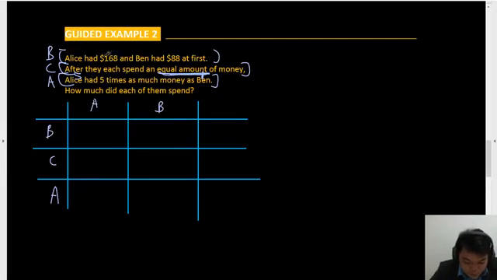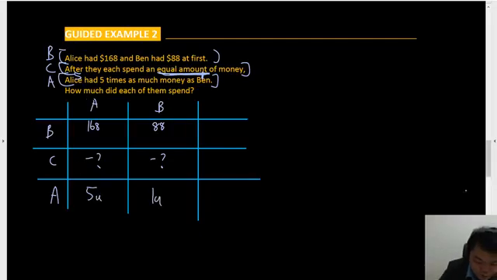So, Alice had 168. Plug that in first. Ben had $88 at first. Plug that in also. Both of them spent an equal amount of money, so put a minus question mark here, minus question mark here. Alice would now have 5 times as much money as Ben. So this is in terms of units: Alice's amount can be represented as 5 blocks, Ben's amount can be represented as 1 block.